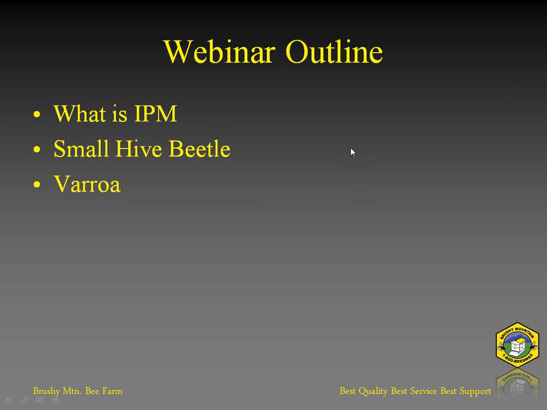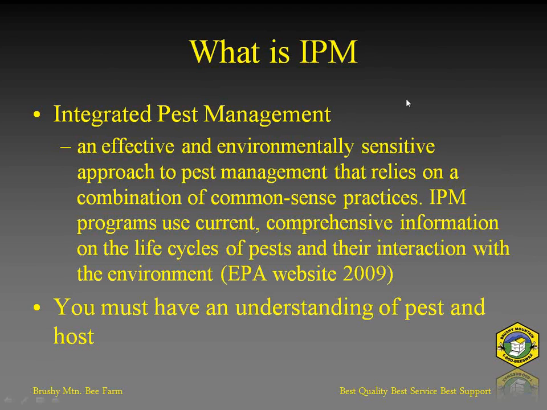But before we get to that point, we need to know what IPM is all about. Based on some questions I had at the last webinar, when I mentioned IPM, some people asked, what is IPM? What exactly does it mean? This is a definition that I've swiped off of the EPA website. IPM stands for Integrated Pest Management, and basically it's an effective and environmentally sensitive approach to pest management that relies on a combination of common sense practices. So what does all that mean?